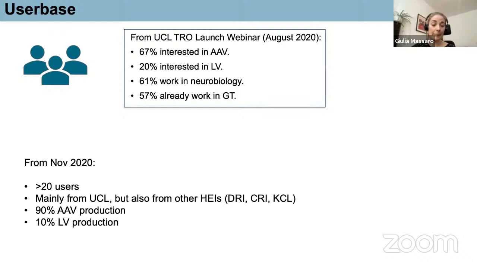And most of the people, I would say 90% of the preps so far, were AAV preps, and then we had some users asking for some lentiviral preps.